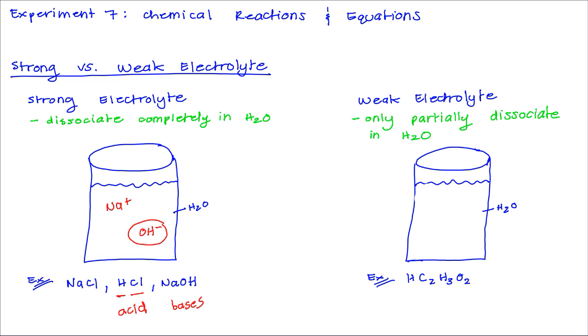What happens if we have a weak electrolyte? These are compounds that only partially dissociate in water. One example is acetic acid. This is what gives vinegar that acidic taste. When we put this in water, we get H+ and acetate. We get both of those ions, but some of it stays intact. We also just have acetic acid that doesn't break apart into ions, so it only partially breaks apart into ions.